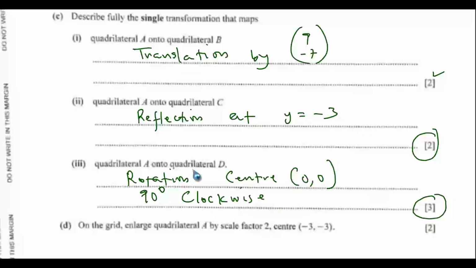You can see one mark for this, one mark for this, and one mark for this. So this is how you get the 3 marks.